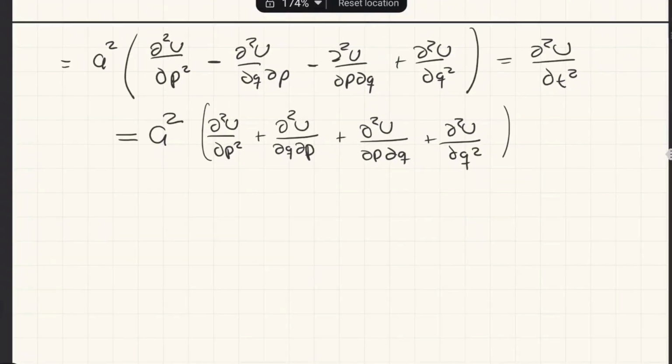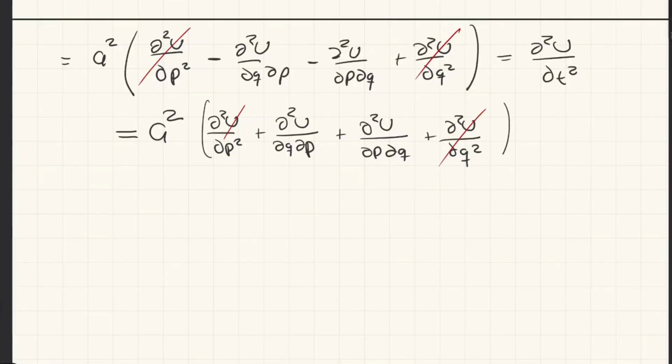Okay, perfect. So this is what we get if we set it equal to be the second derivative of u with respect to time and a squared, the second derivative of u with respect to x. Okay, so it's easy to see that this element can cancel with this, and this element can cancel with this.